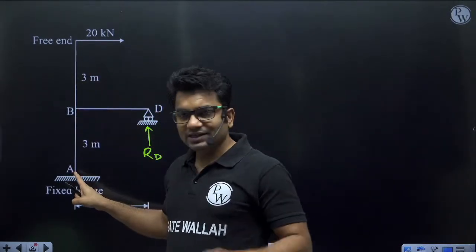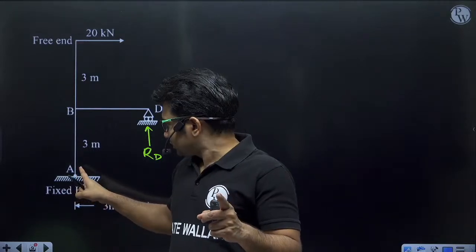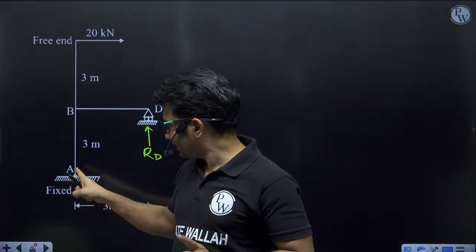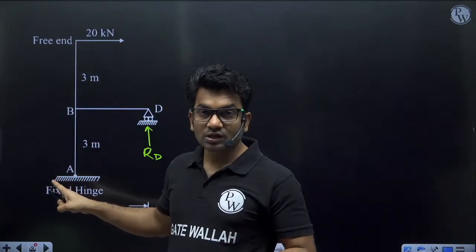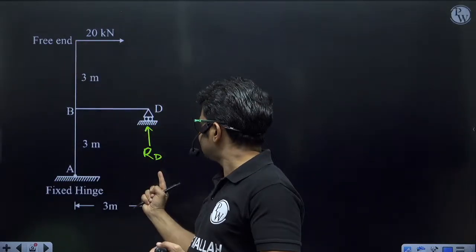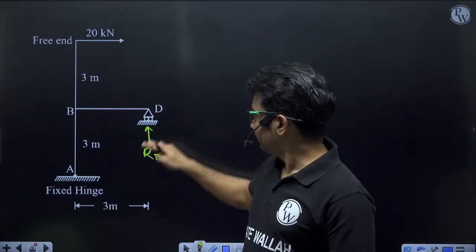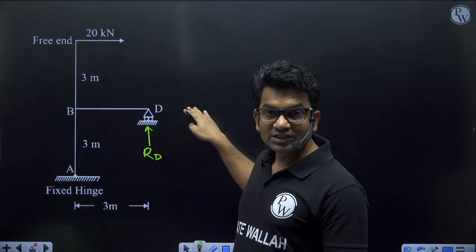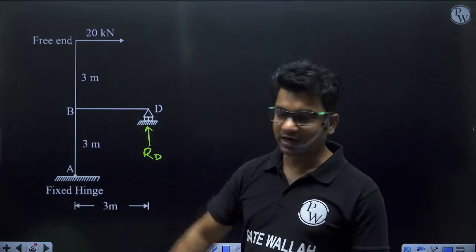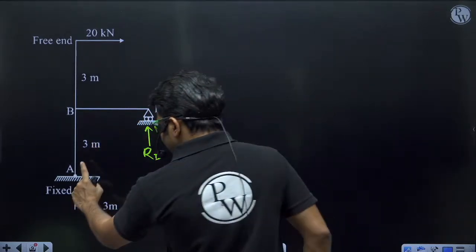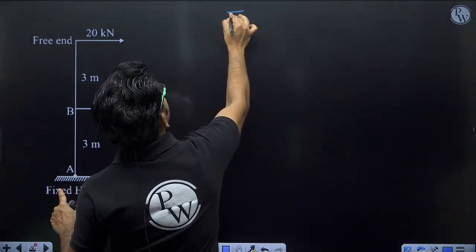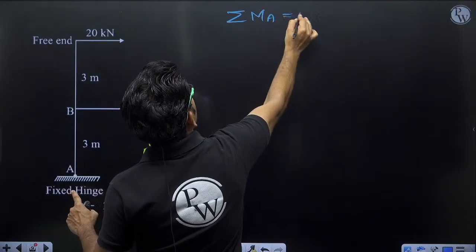Now can I say that the summation of moment at this hinge will be equal to 0? Now moments are coming because of these two forces, this horizontal force and this support reaction in the vertical direction. There will not be any support reaction in the horizontal direction because it is free to move in the horizontal direction. So summation of moment at A equal to 0.